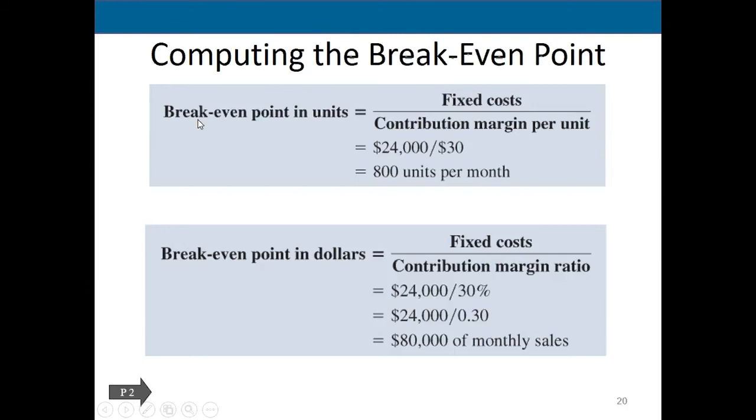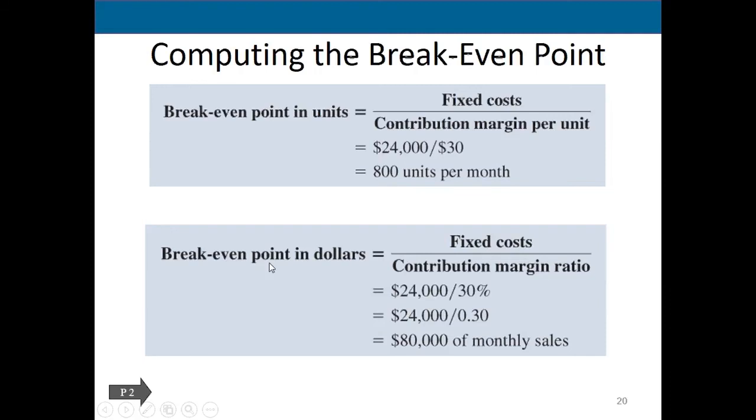So let's kind of look at this. How do we find the break-even point in units? That's the number of units that we need to sell. How many units do we need to sell? Well, in order to find this, all we have to do is take fixed cost and divide it by the contribution margin per unit. In this example, fixed cost is $24,000, and we saw in the previous slide that contribution margin per unit was $30. So if we take $24,000 divided by $30 per unit, it says that in order to break even, to get net income equal to zero, we need to sell 800 units.